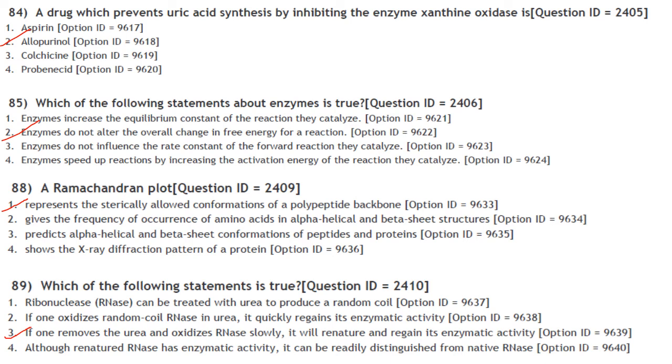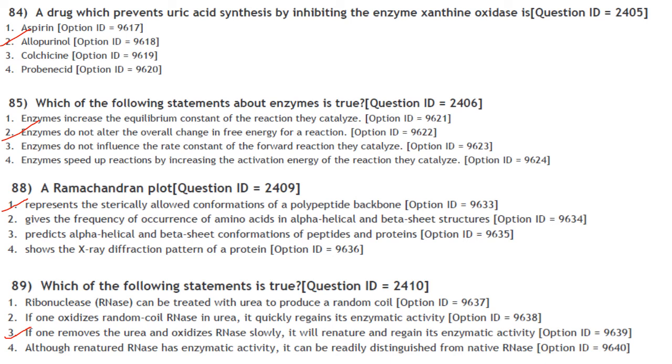Then which of the following statements is true? Ribonuclease can be treated with urea to produce a random coil. It is not a random coil, it is randomly coiled. That is more correct. Not random coil. So option 1 is not correct.